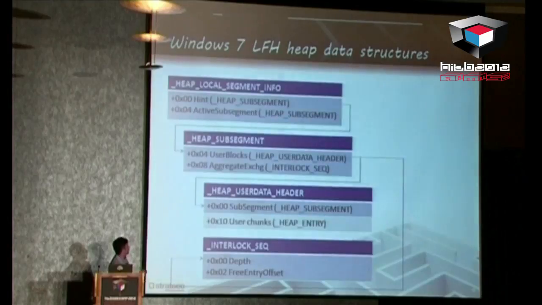So that actually equates to this. And it has a subsegment and it has a user blocks or user data header. And this is actually where the chunks are stored. There's cached items in here, and there's a block zone as well, and that manages the subsegments for that particular bin. And there's also a free entry offset and depth to calculate how many allocations have happened in the low fragmentation heap here. So I'll just quickly show you.